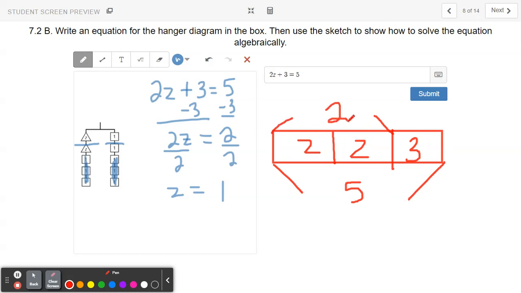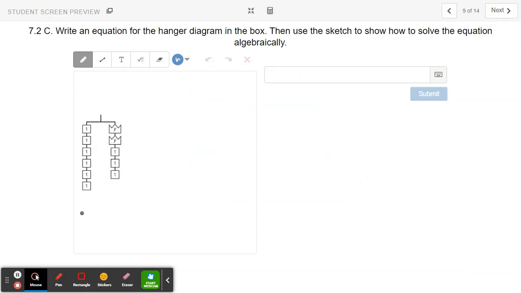Just the z's are 2, right? 5 minus 3 is 2. And then you thought, oh, well, what has to be in each box? When you take this 2 and you chop it into 2 groups, what's in each group? 1. So z is 1. You've done the same thing that you've been doing. Okay? Let's try another one.